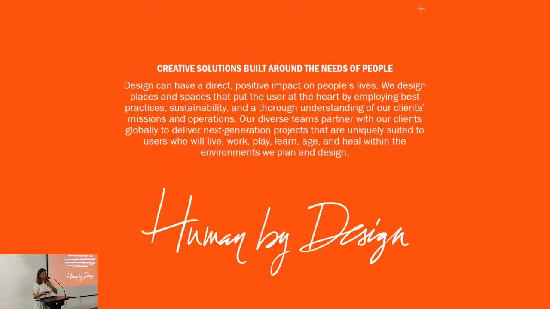Human by design is our tagline, so it doesn't matter what project we're doing or where it's located. The emphasis has always been on human experience. And if we are able to enhance the human experience for all user groups within the built environment, that's where we've found ourselves to be successful.